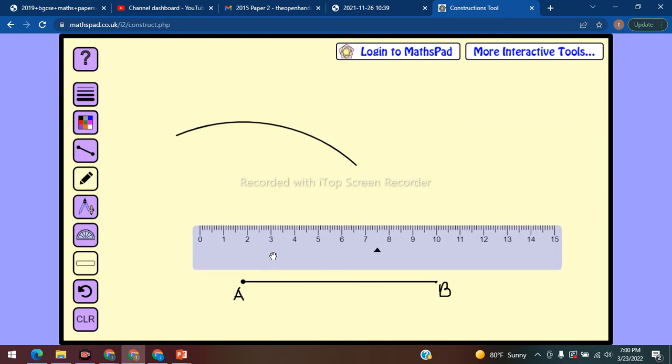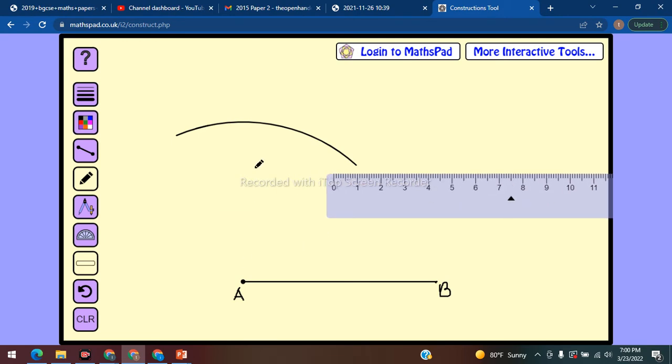Please say no. All right, so this is 7 centimeters in length. That's how long the arc is supposed to be. The distance from A, so make sure that's 7 centimeters. Okay.